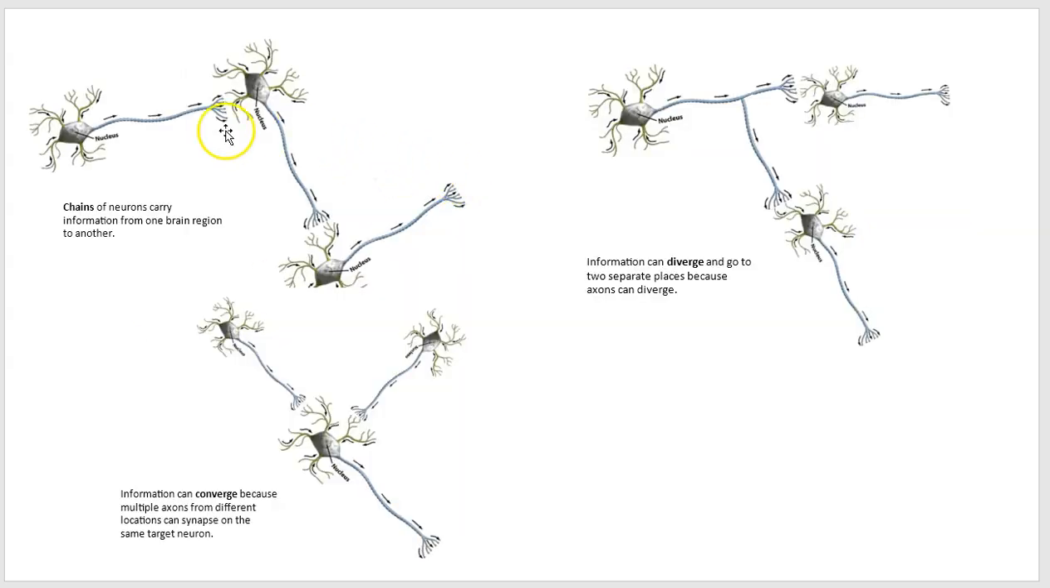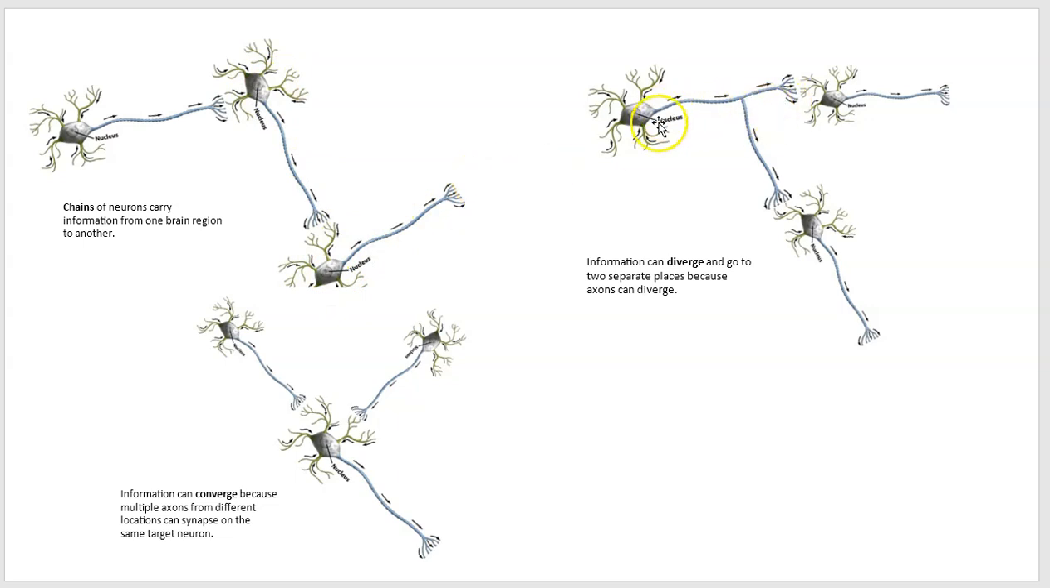Well, here we have three patterns. The first one, top left here, neurons can be organized into just chains, and this would be like a neural pathway. So neuron number 1 communicates with neuron number 2, neuron 2 activates neuron 3, etc. So we have a neural pathway.